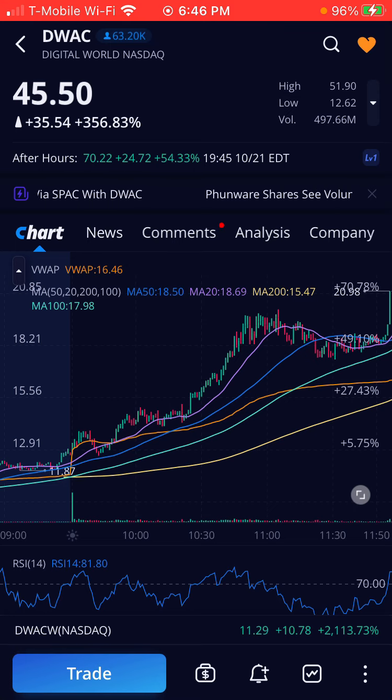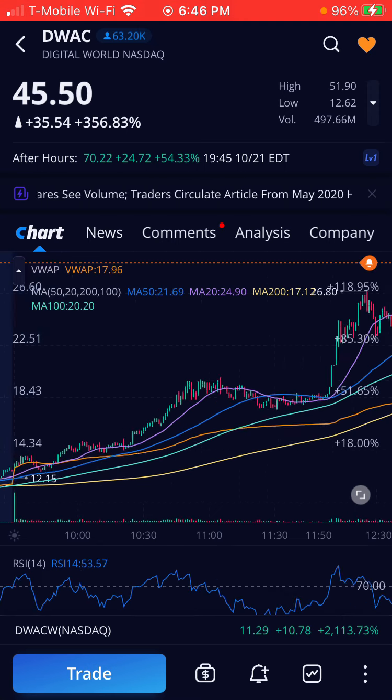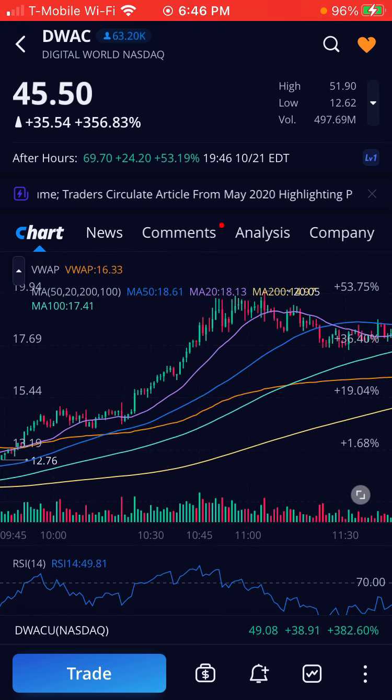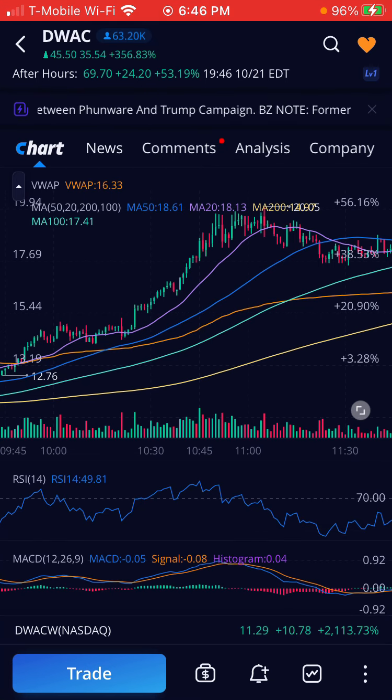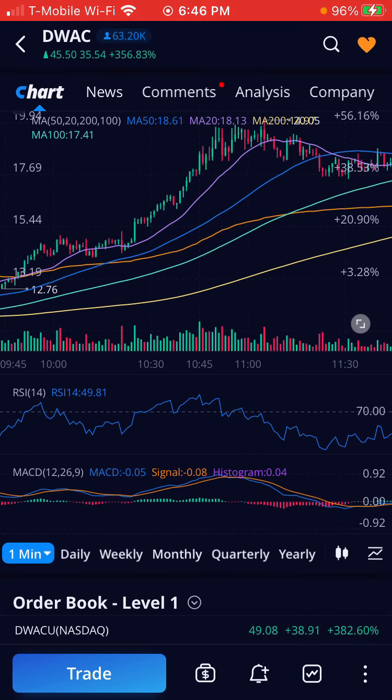So, any MA is the average of the last candles. The 50, 20, 200, and 100 are the most widely used, so they're the most widely respected. So when a stock actually comes near these lines, buyers and sellers like to respect these lines thoroughly, and AIs like to respect them as well.